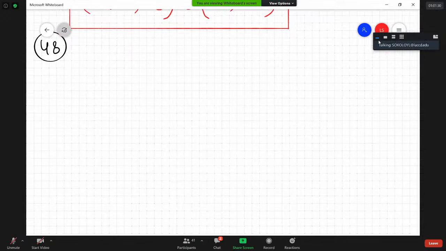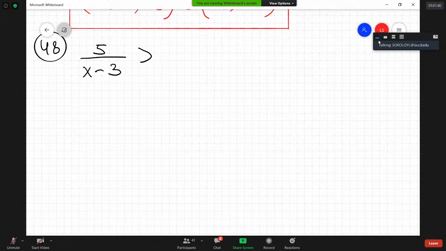So on this one, what makes it more difficult is that we don't have 0. We have 5 over x minus 3, and here we have strictly greater than, and we have 3 over x plus 1. So we have to do a bunch of algebra before we can start doing all the sign analysis. We have to get the right format first.